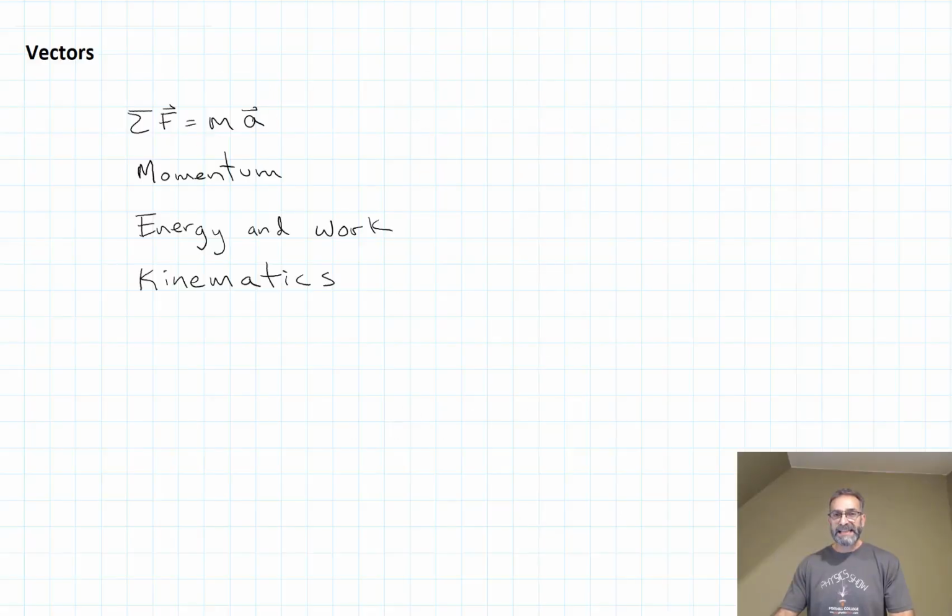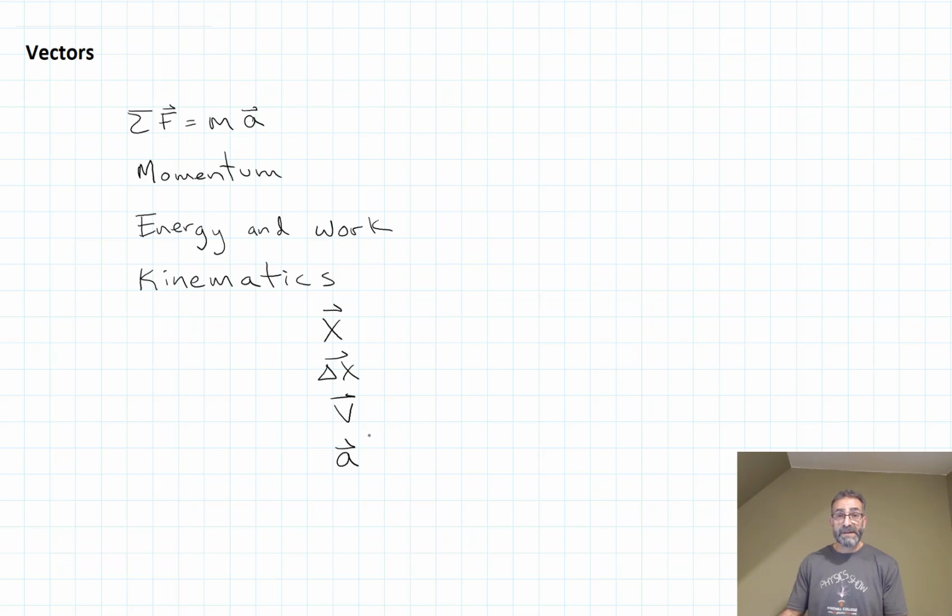That brings us to our last lens, kinematics, and how vectors affect kinematics. Well, kinematics are things like position, displacement, change in position, velocity, acceleration. Those are all vector quantities. We're also concerned with time. Of course, time is a scalar.